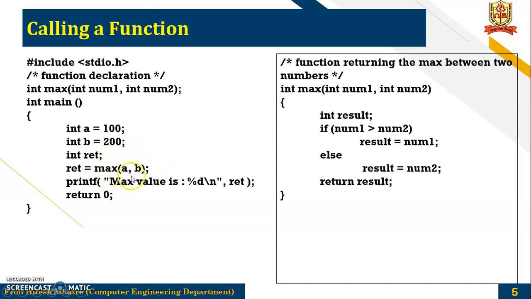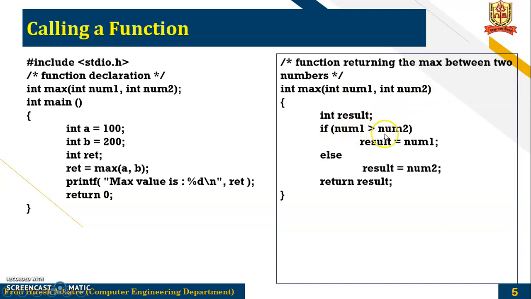These are the two parameters that I'm passing, a and b. Now the value of a is 100 and b is 200, so I'm passing max(100, 200). When this function call happens, it will go directly to the function. Then it will see num1, num2. The values passed by the call will be stored, that is 100 and 200. So num1 is 100, num2 is 200.